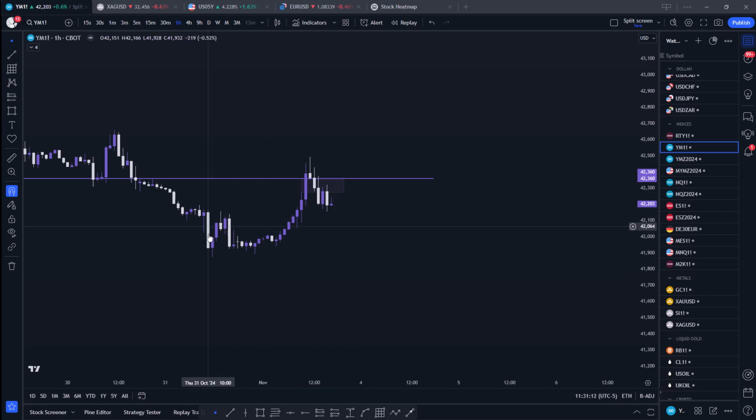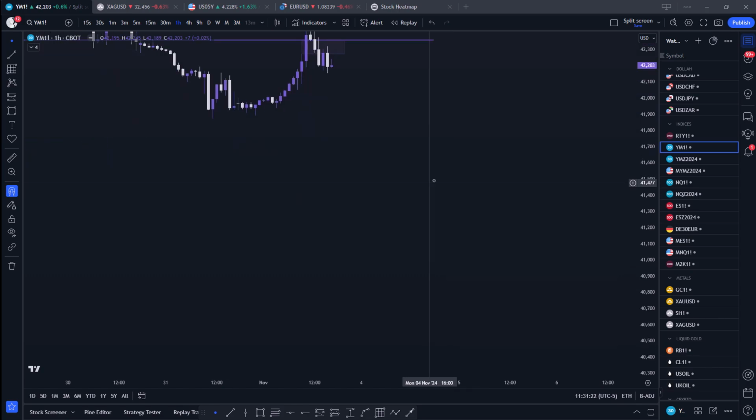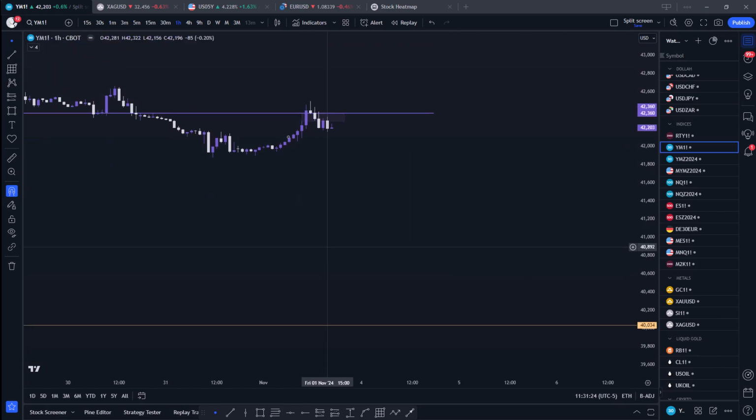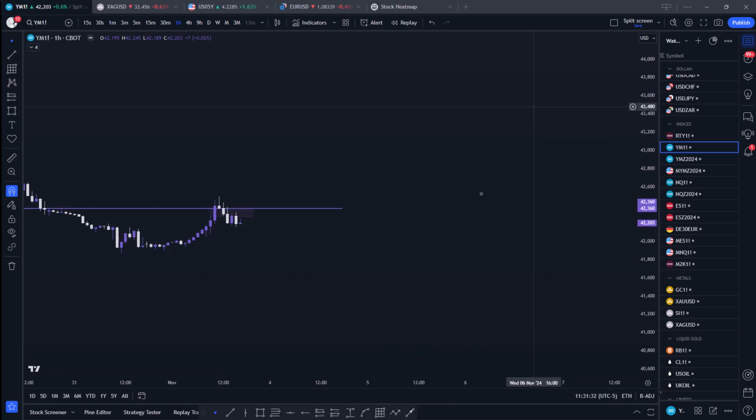So yeah, this to me looks like a clear accumulation over here, a clear manipulation over here. So I'm looking for a distribution lower over here, and I'm expecting that to happen on Monday and Tuesday, being the election, very quickly, because I think the election will clear the sell sides first before we look for continuation higher in the other half of the week.